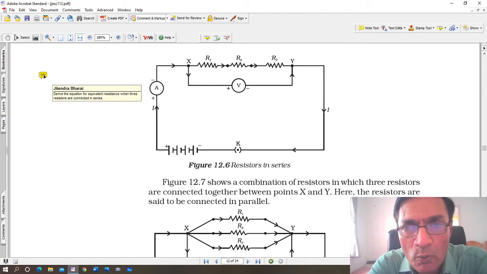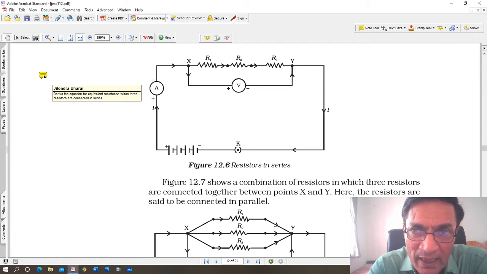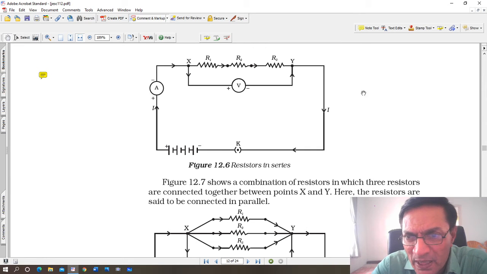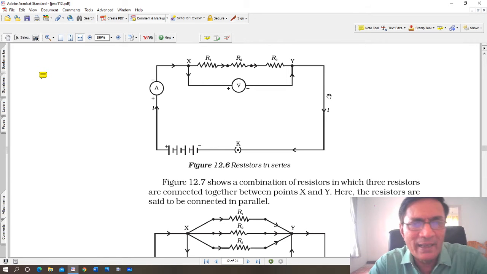And see, at X and Y, a voltmeter is connected in parallel with R1, R2, R3 to measure the potential difference across the three resistors. And one ammeter is connected in series with the resistors to show the current passing through the resistors. Actually, the better place for the ammeter should be here, to measure how much current has passed through it, doing it afterwards is better, but it won't make any difference.